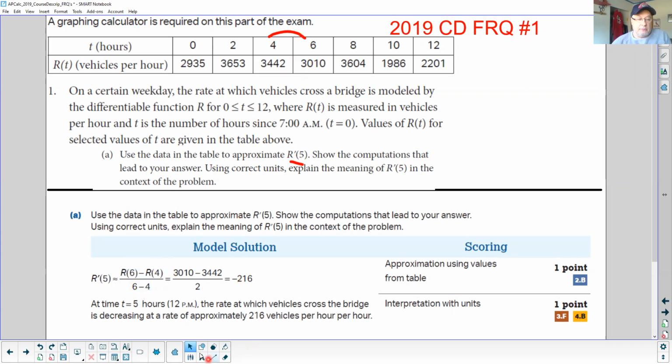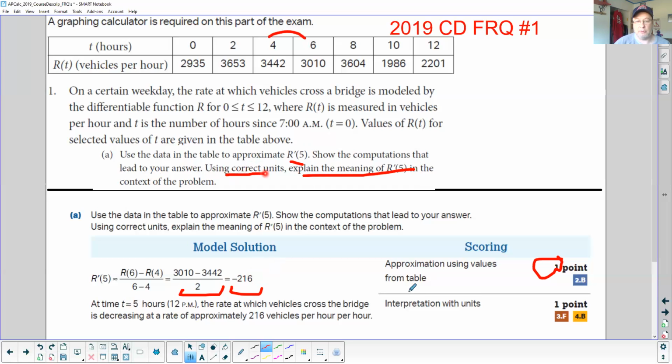Your point values are associated for this one by your first point is going to be given by the approximation using the values from the table. Now this is a calculator problem, so either one of these answers is acceptable. You'll see a little bit later why it's actually probably pretty good to put the negative 216 in here. And then the other part is explain the meaning of R prime of 5 using correct units.